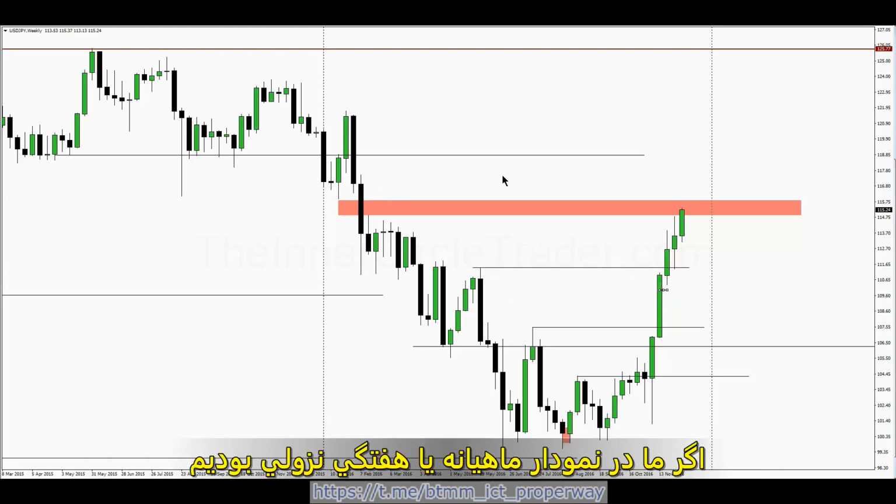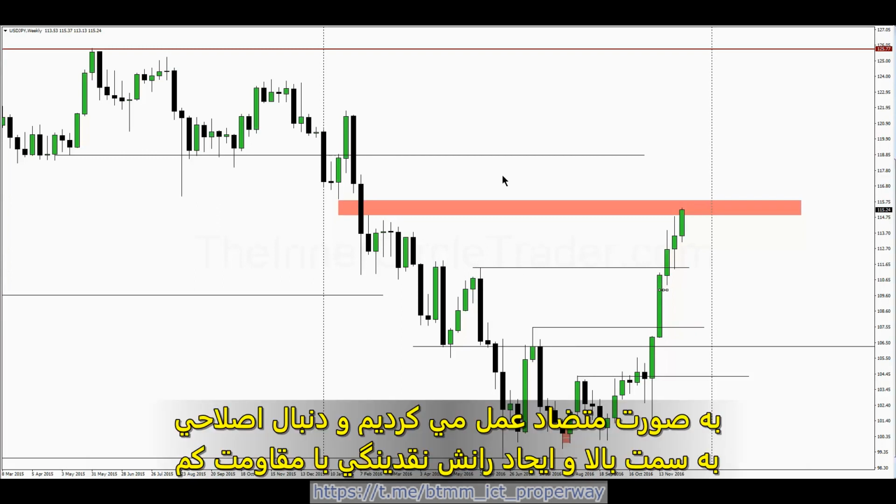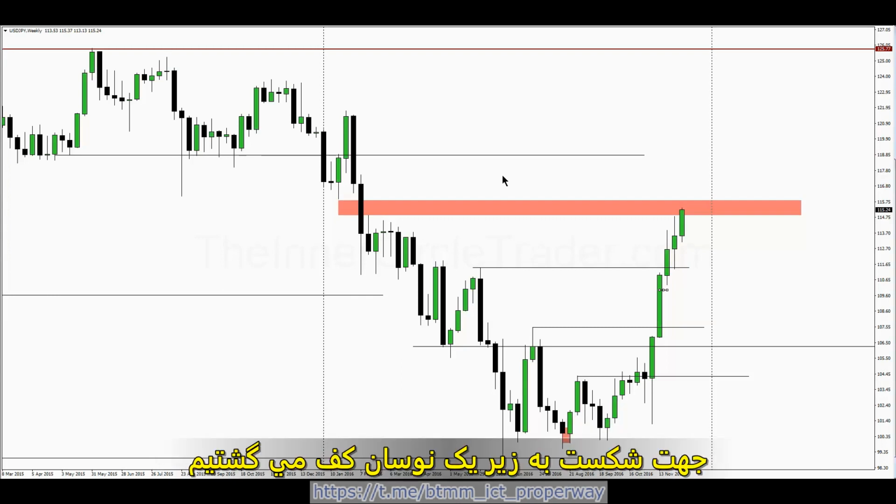If we were bearish on the monthly chart or weekly chart, we would be looking for the opposite. We would be looking for retracements higher and making low resistance liquidity runs to break below a swing low.